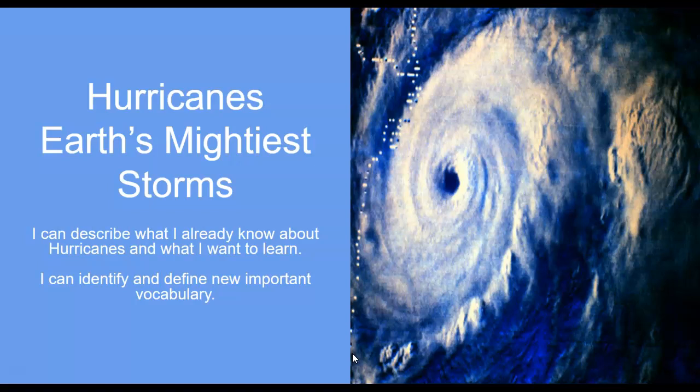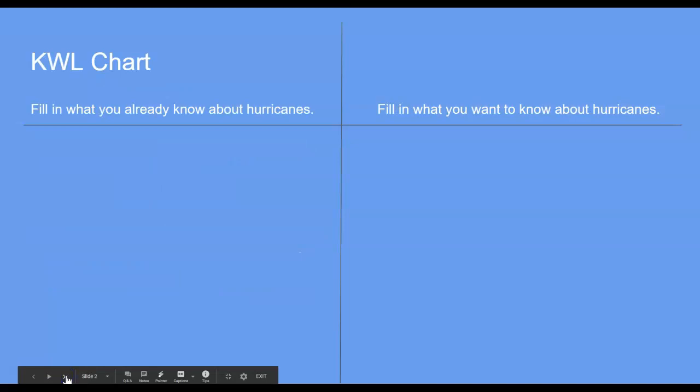All right, we're going to start with this first I can statement. It says, I can describe what I already know about hurricanes and what I want to learn. So in your spiral notebook, I want you to make this T chart. So just make a T, okay? On the first column, you're going to say what I know about hurricanes. And on the second column, thinking about our fractions, I got 2 parts here. It says fill in what you want to know about hurricanes. So I want to see what you already know.